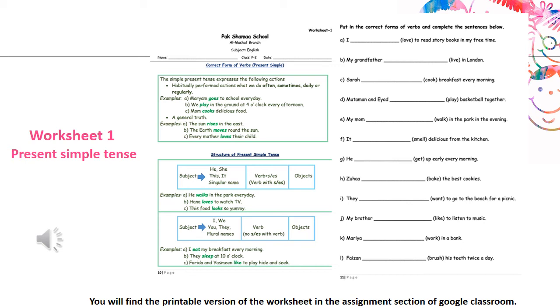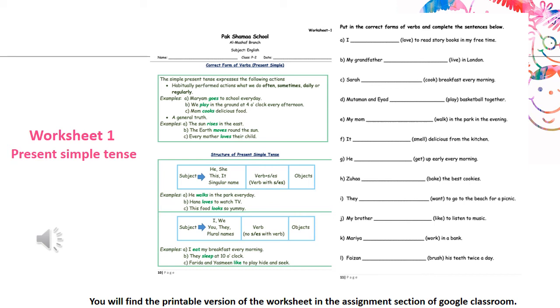Now what are the general truths? Like the sun rises in the east and it will rise from the east forever. Okay? So it will be present simple tense. The sun rises in the east. The earth moves around the sun. Every mother loves their children. All these are general truths.